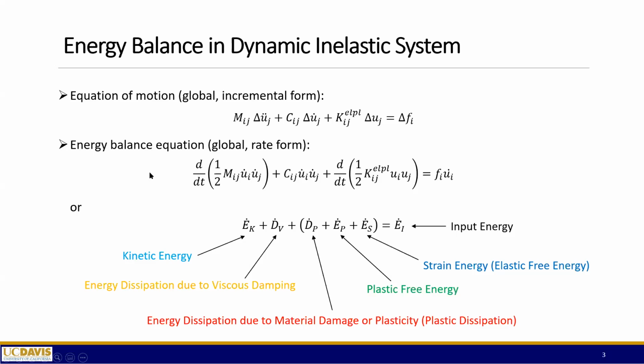So we have talked about this before, so I'm not going to go into much detail here. But the point is that we have identified all the energy forms here in our system. So from left to right, we have the kinetic energy, we have the energy dissipation due to viscous damping, then we have the plastic energy dissipation term, plastic free energy, and the strain energy or the elastic free energy. And according to energy balance, all of them add up to the input energy into the system.